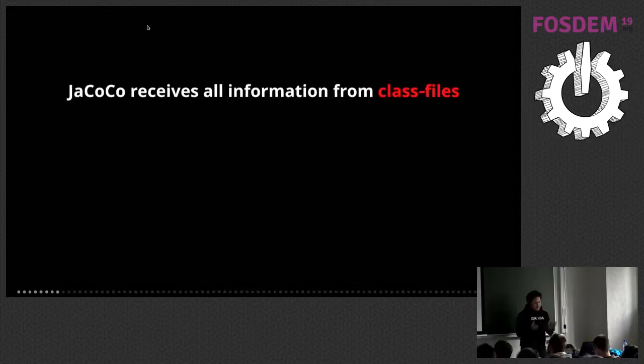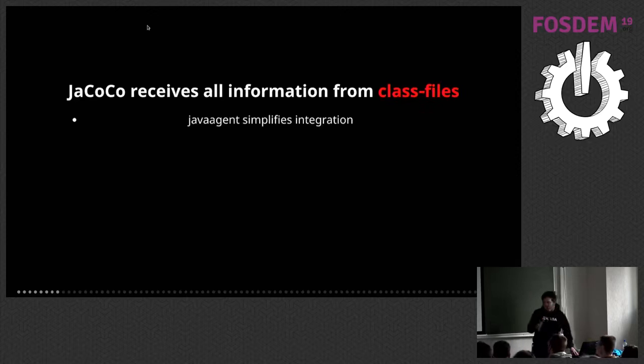Before we start, it's important to understand that JaCoCo works only on class files. It receives all the information from class files. Source files are shown to you at the very end, but in the process, they do not play any role. And we're going to see this. So this heavily simplifies things. Also complicates, but simplifies. Java agent, super simple integration. You don't need to rebuild your application to get code coverage working. You just attach a Java agent.